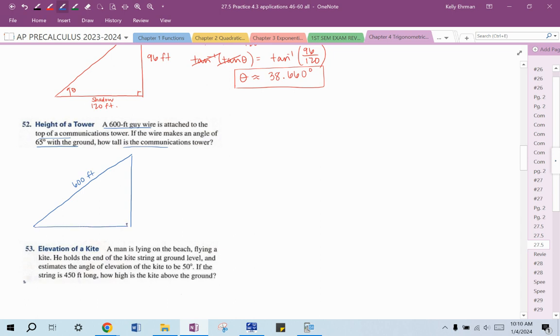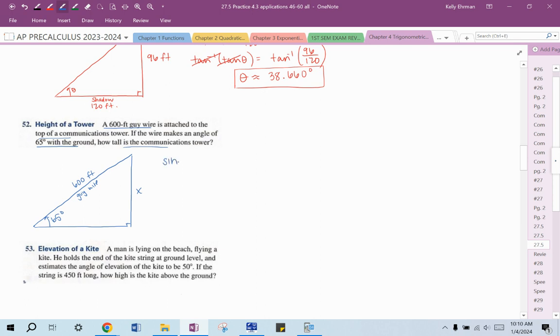We have an angle between the wire and the ground, also known as an angle of elevation, 65 degrees. How tall is the communications tower? So we'll just call that X. So again, this is the guy wire. I'm not sure why it's called guy wire. Something to Google. Okay, so we have opposite and hypotenuse.